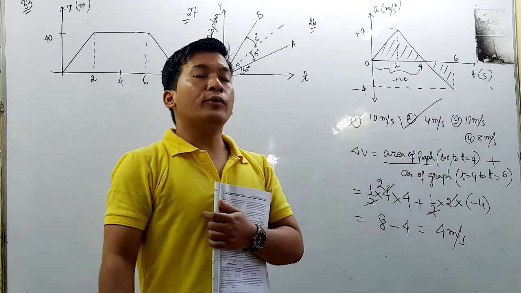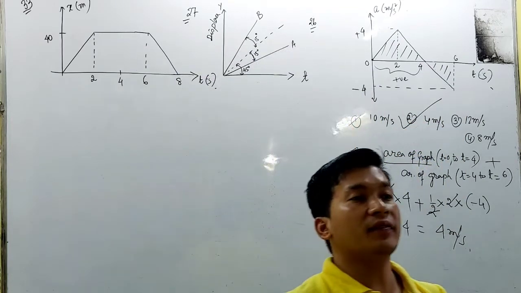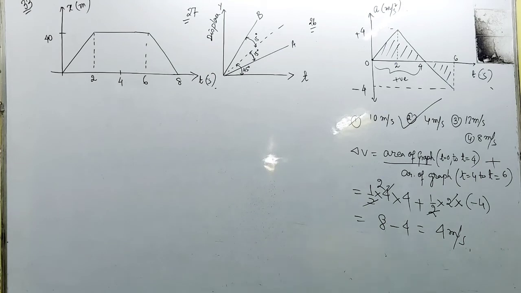You cannot ignore the negative area, because the body undergoes acceleration and retardation. Therefore the retardation portion has to be subtracted.